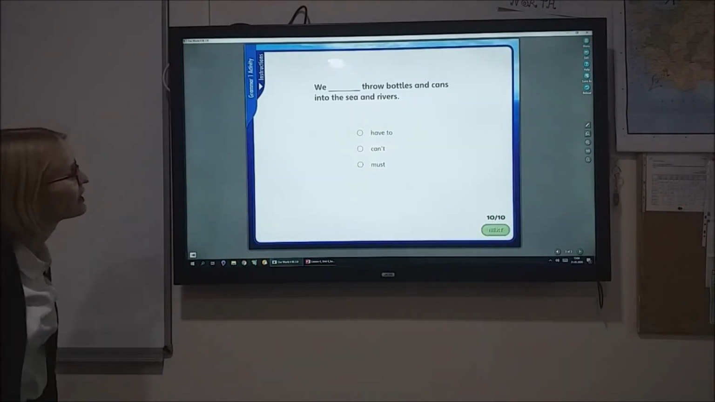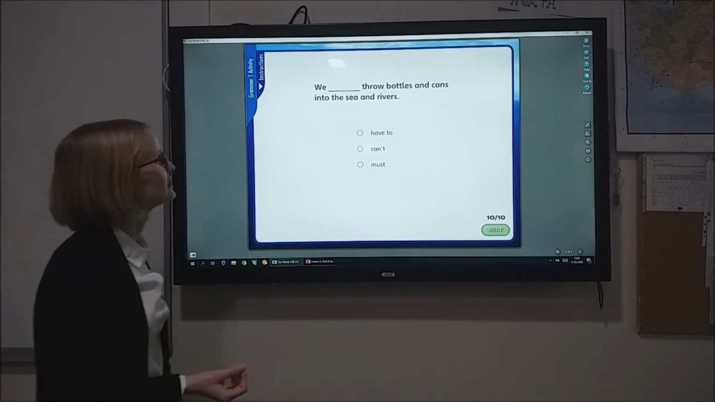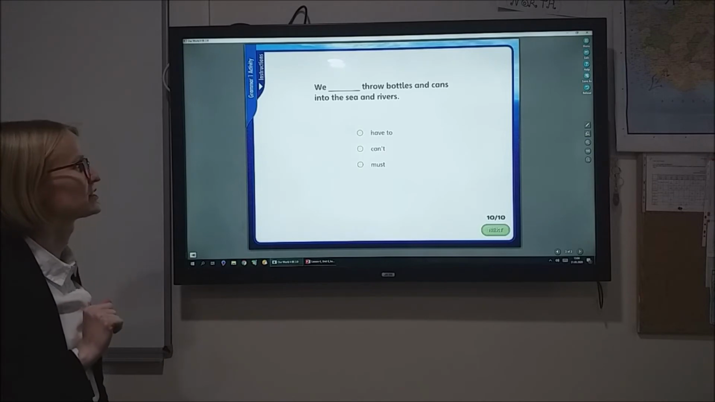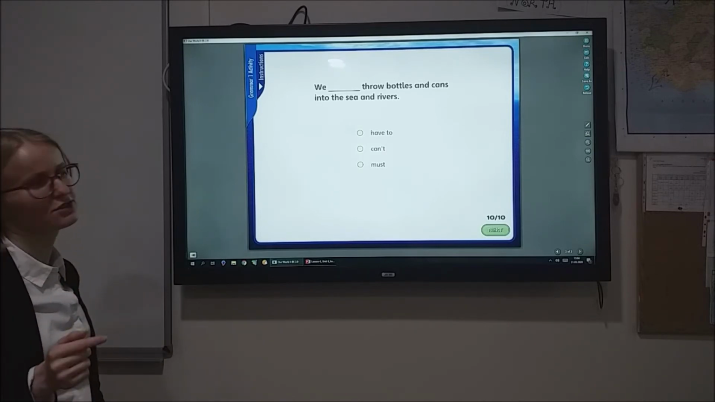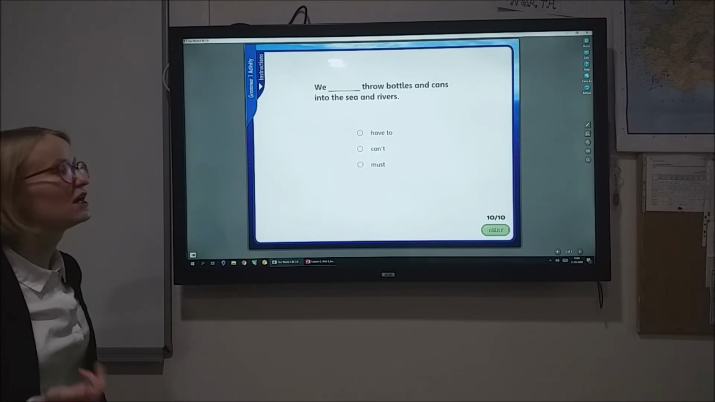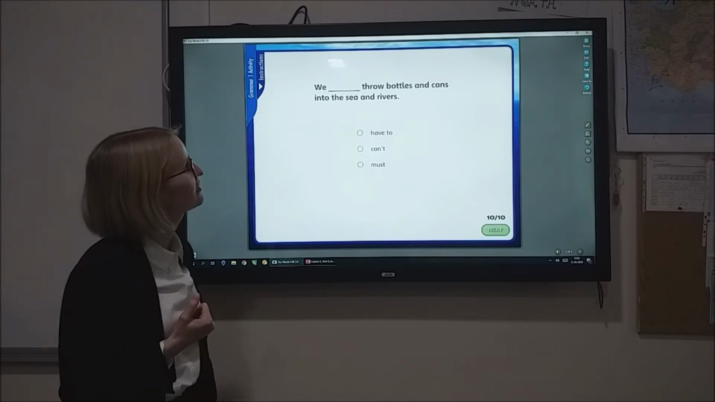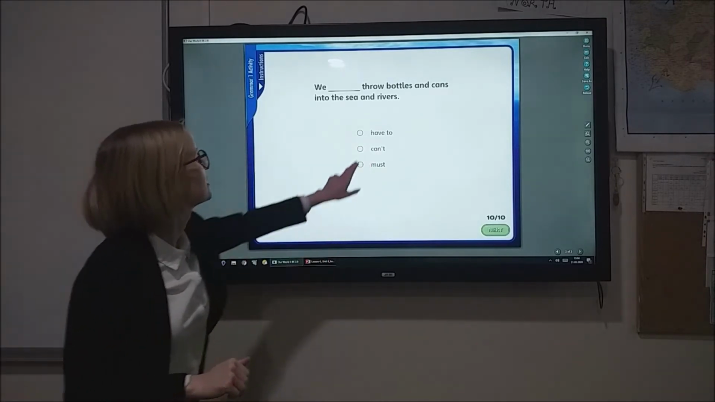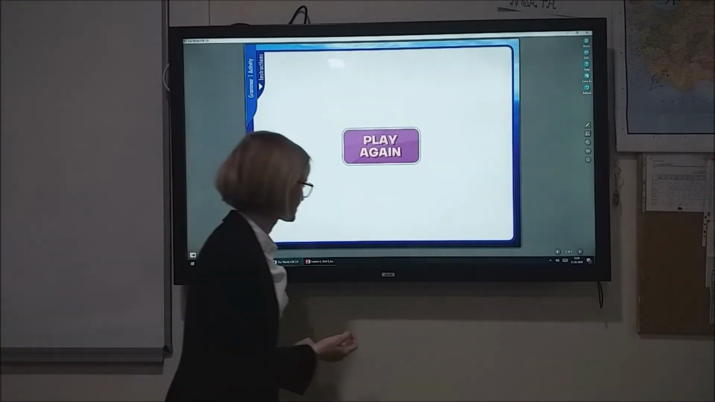And the last one, we have to throw bottles and cans into the sea and rivers. We can't throw bottles and cans into the sea and rivers. And we must throw bottles. What do you think? Your answer? We can't throw bottles and cans into the sea and rivers.